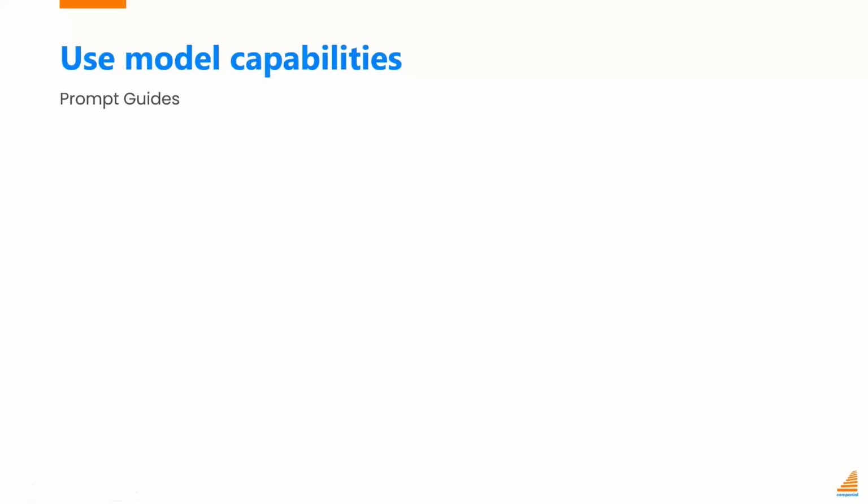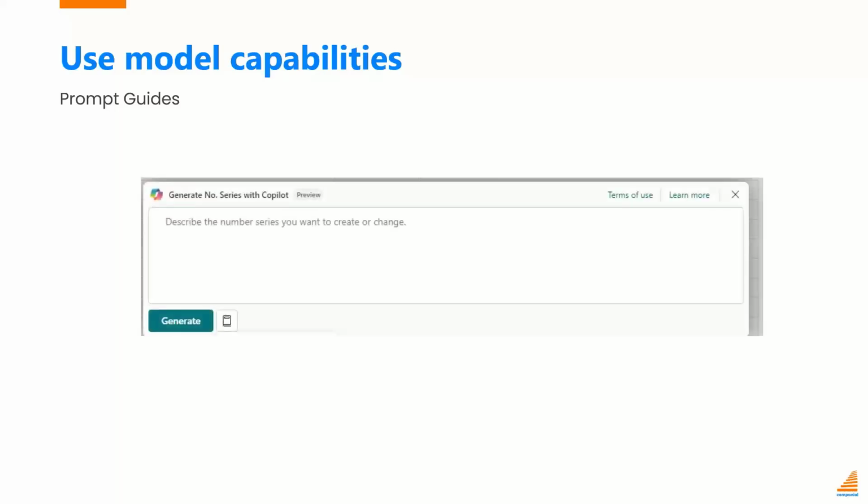So you know how to make a good prompt, and now you know that there's JSON mode, you know that there's tool calling to make your good prompt great. But how do you ensure that users use your great prompt in a great way? Because if you are just going to place a text box in front of a user and say, describe the number series you want to create or change, the users are going to describe them in 100 different ways.